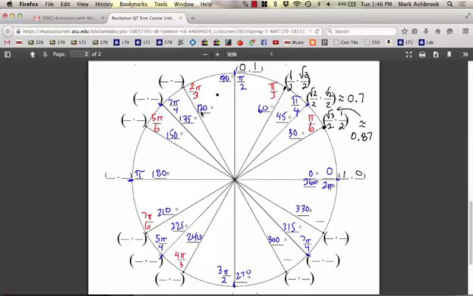Cosine is negative. Is it negative in second? Yes. Is it negative in third? Yeah. Is it negative in the fourth? No. Cosine's positive in the fourth. Okay? So cosine is negative. By symmetry, you're going to have all those same values, but they're opposites in the second and third quadrant for cosine.